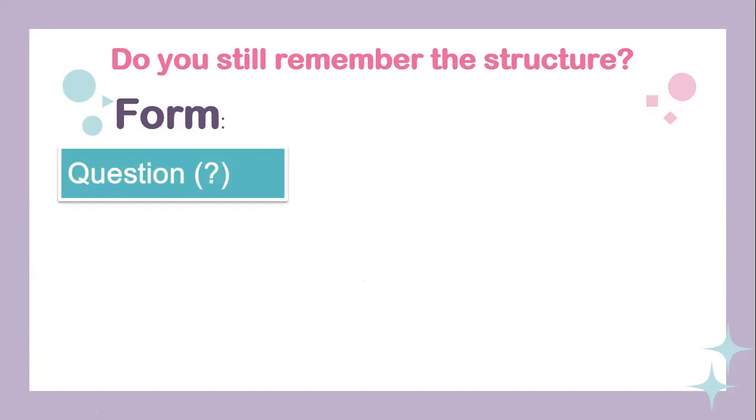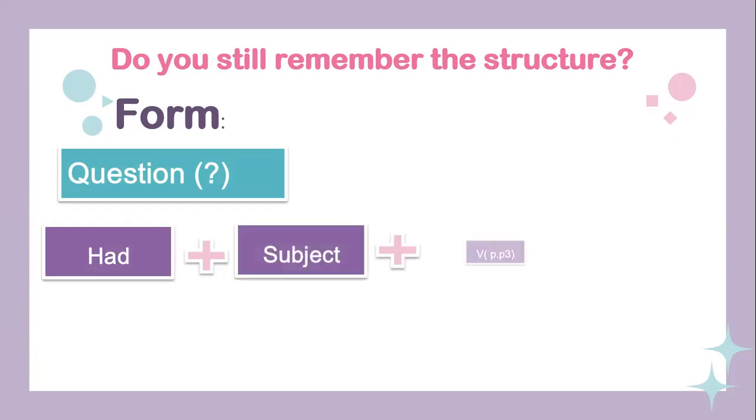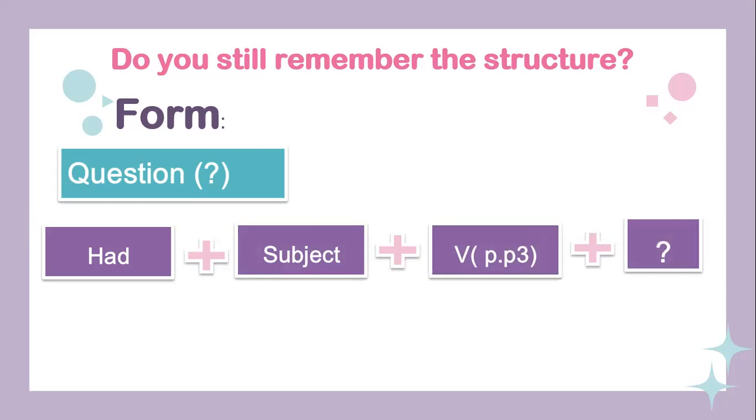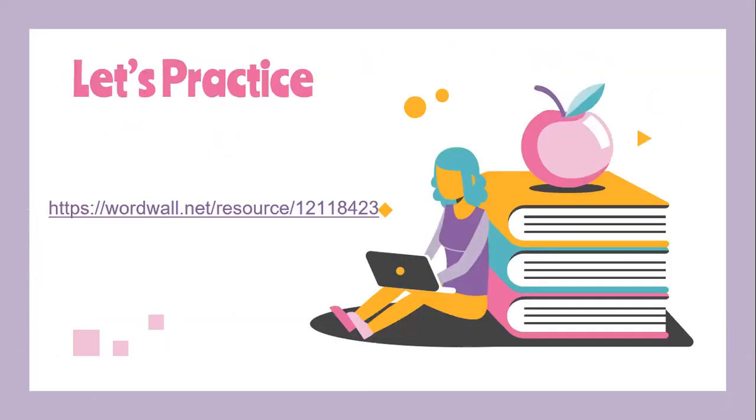Question. We have two kinds of questions, as you know, yes, no question and WH question. Yes, no question, we start with had plus subject plus verb 3 plus object, and finally a question mark. For example, had he washed the car? To respond to that question, we use yes or no.